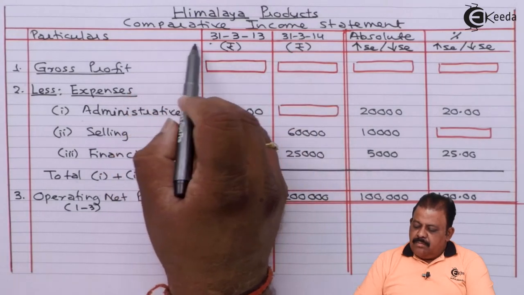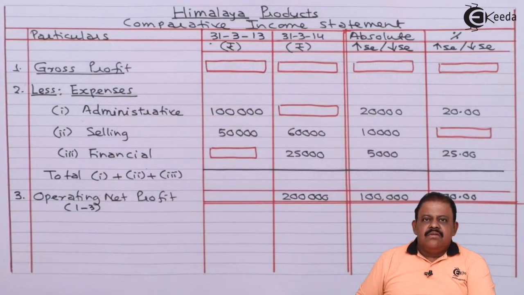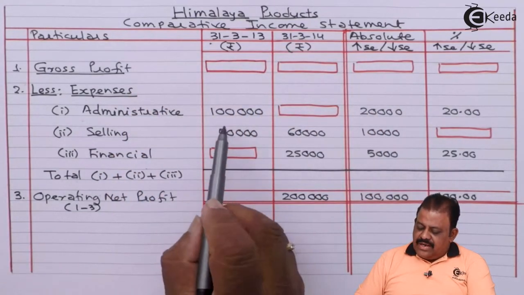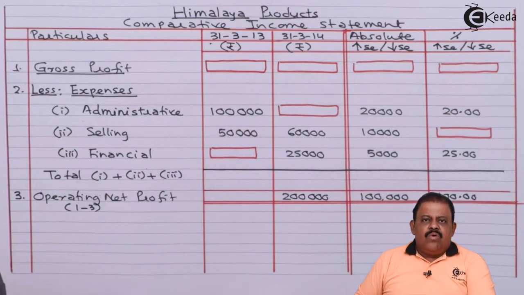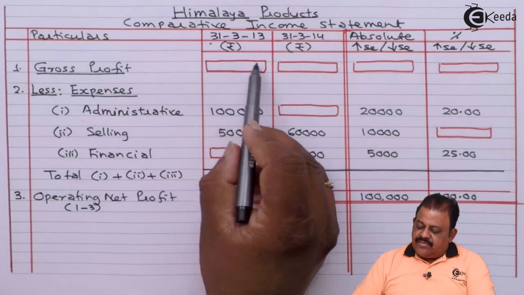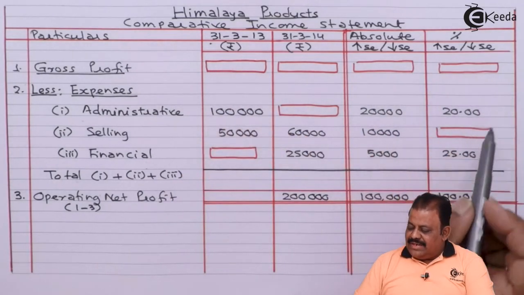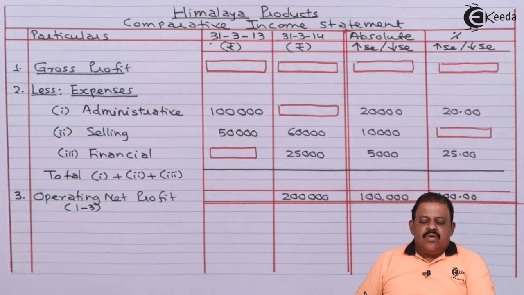Himalaya products comparative income statement. Some information they have given, like administrative expenses here, selling expenses over here. What information is missing that we have put into red squares? Now we are required to find out this missing information. Let us try to do this.